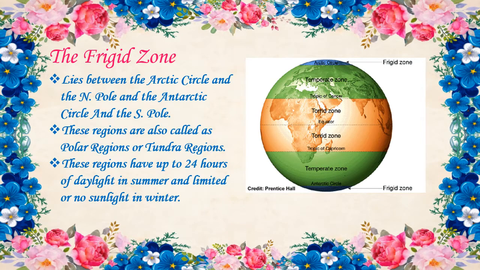The third type of climatic zone is the frigid zone. This zone lies between the Arctic Circle and the North Pole. In the south, it lies between the Antarctic Circle and the South Pole. These regions are also called polar regions or tundra regions. Why are they called polar regions? Because they have up to 24 hours of daylight in summer and very little or no sunlight during the winters.